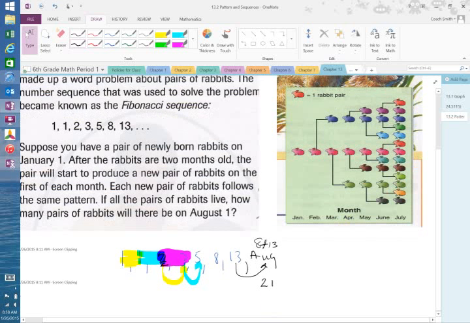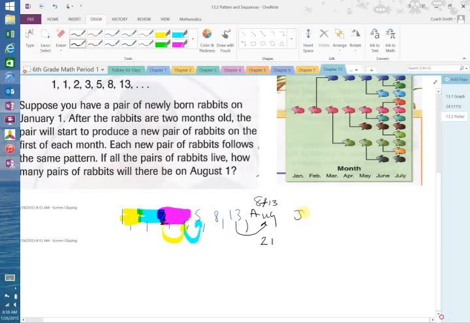So if I wanted to expand this out and go to July, we'd have to take 21 plus 13. So that would be 34 in July. So now you can see that they're exponentially increasing.